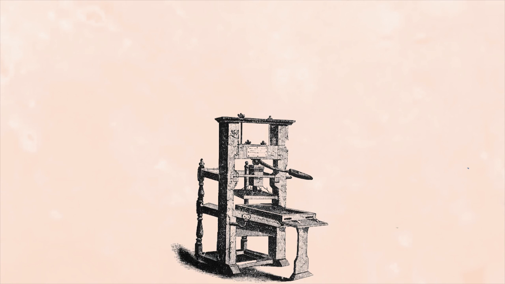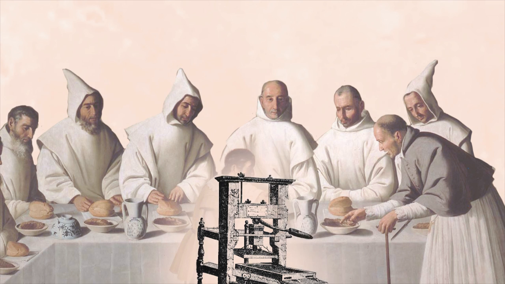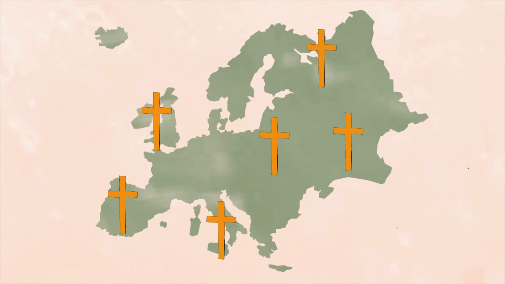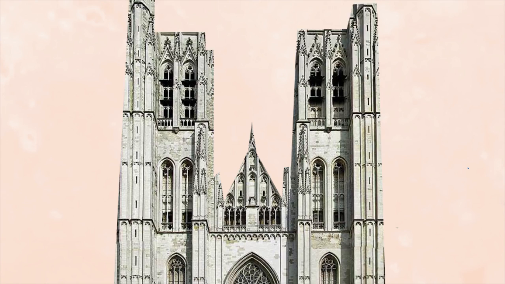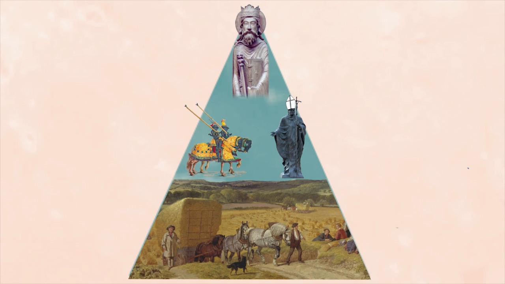The printing press was invented in the 15th century, which together with monastic orders served as the main vehicle for spreading knowledge and culture all over Europe. In all the kingdoms and numerous cities, magnificent cathedrals were built. In the feudal system, a lord or nobleman provided for his serfs in exchange for protection from other noblemen or warlords.